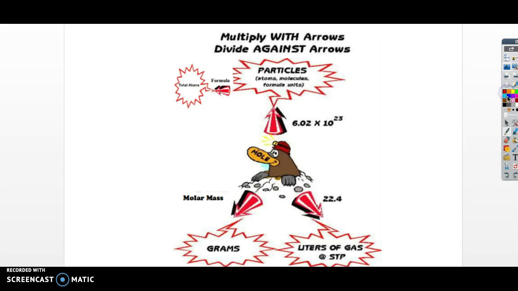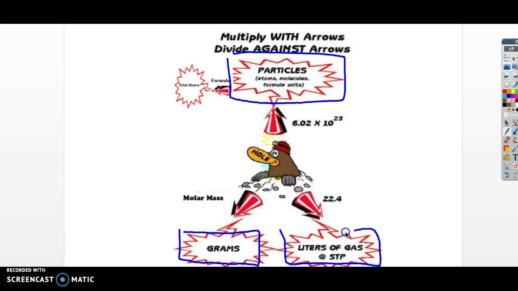Okay, so the first thing we're going to do is I'm going to color code, and I'm going to box. So I'm going to box particles, I'm going to box grams, liters, and moles. For right now, this is all that I'm focusing on, what I boxed. For this video, we're not going to worry about this. Later on, in another video, I will talk about that.